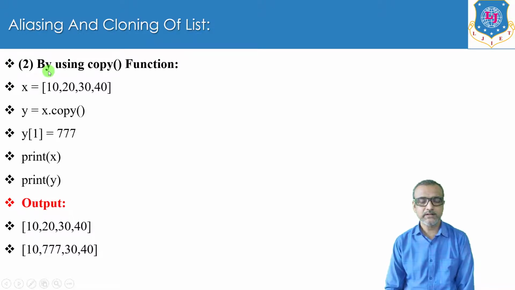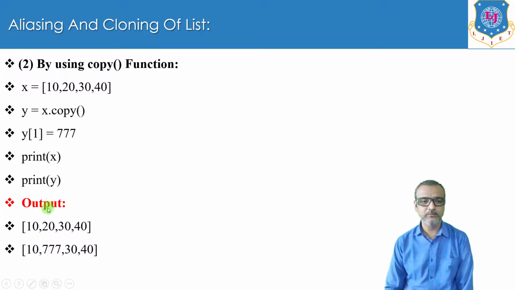Now we will see the concept of cloning by using the copy function. In the list x we have these elements: 10, 20, 30, 40. Then y equals x.copy(). Now y[1] equals 777. By writing y[1] equals 777, we are going to change the element of list y present at index 1. Then we have print x and finally print y.